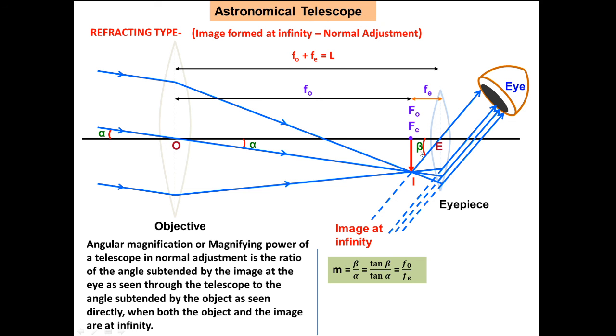For a small angle, beta can be written as tan beta and alpha can be written as tan alpha. So tan beta equals perpendicular by base, and tan alpha equals perpendicular by base, and we will get F naught by Fe. See, the question is why the focal length of the objective of a refracting telescope is large, so that magnification will be higher. Why is the eyepiece focal length smaller? Again, so that magnification will be higher.